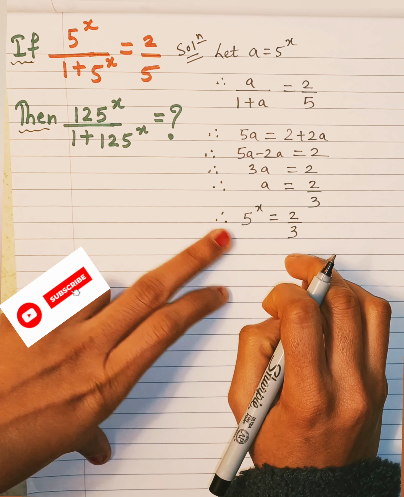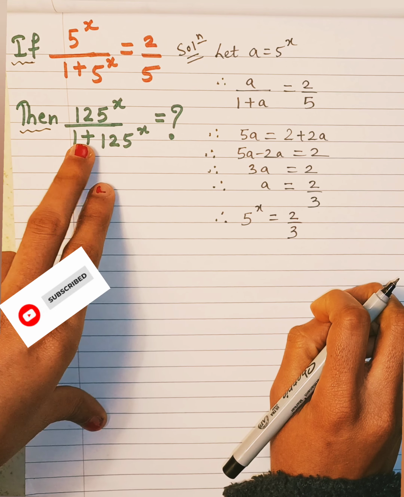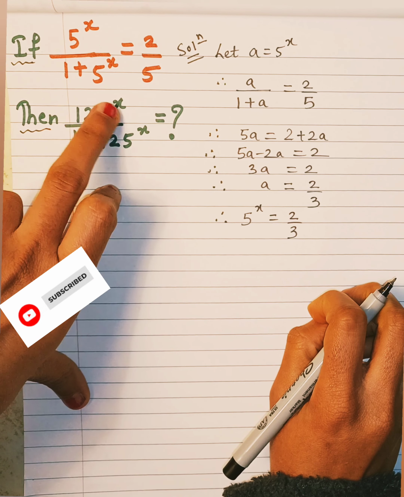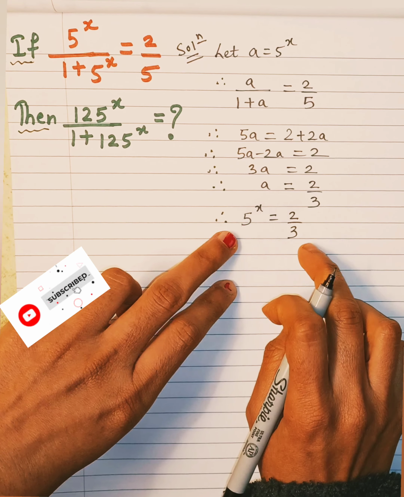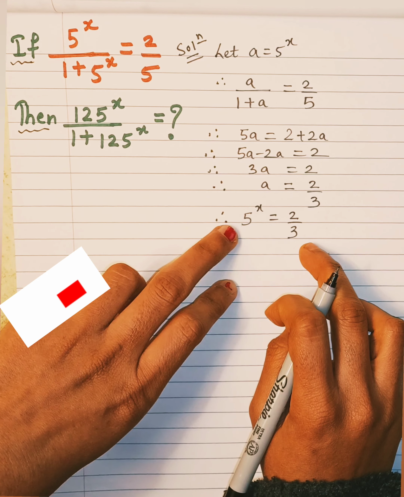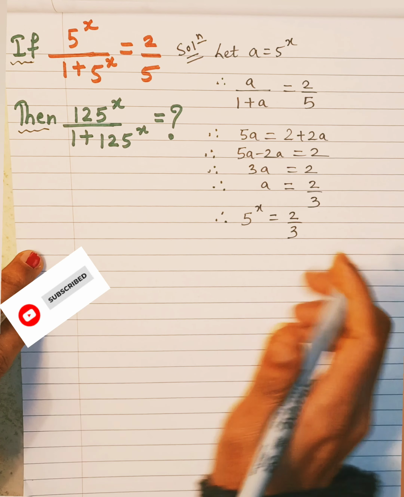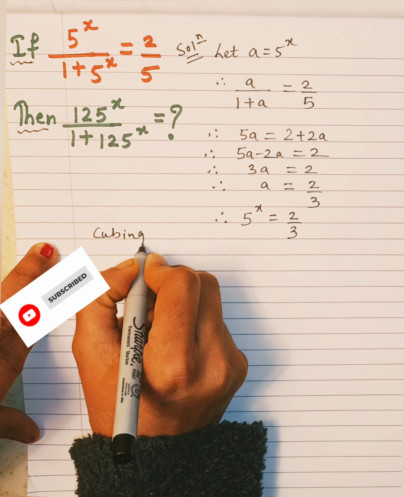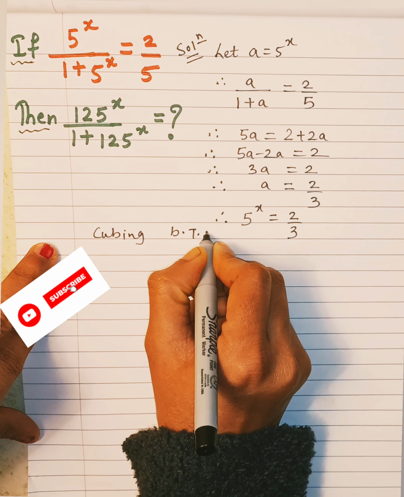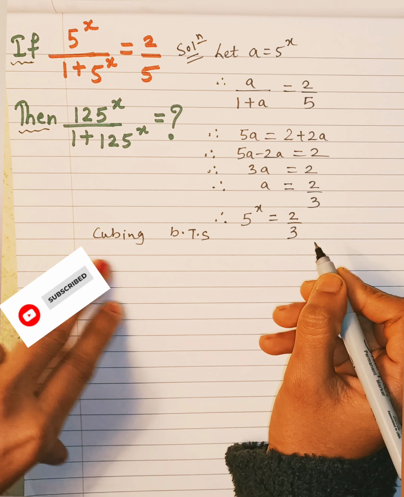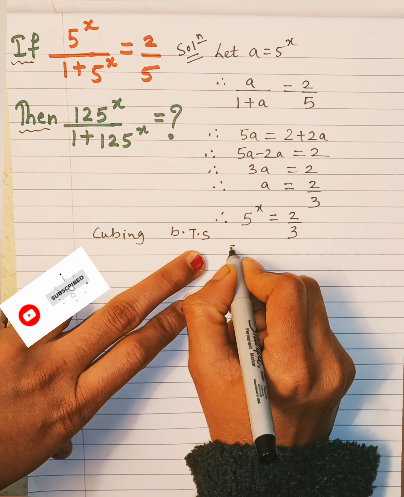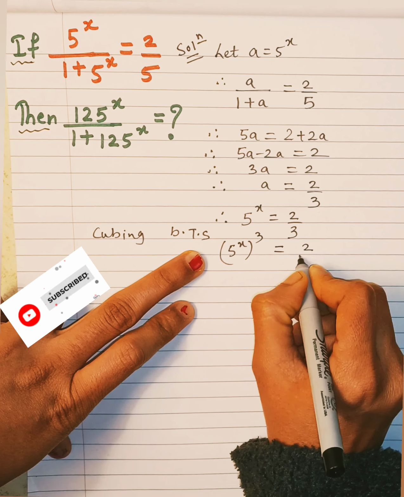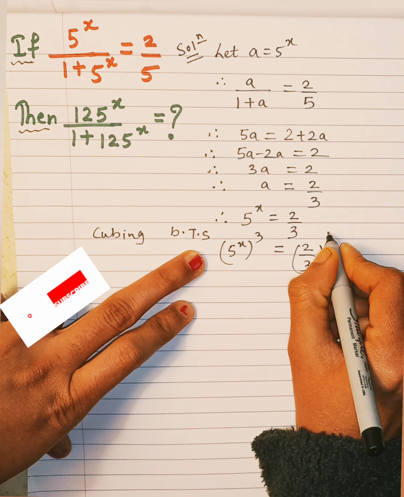Now remember that we need to find out this part. For that we want 125, and 125 is the cube of 5. So here what we need to do is first cube both the sides. We will do cubing both the sides. So 5 raised to x whole cube, and this side 2 upon 3 the whole cube.